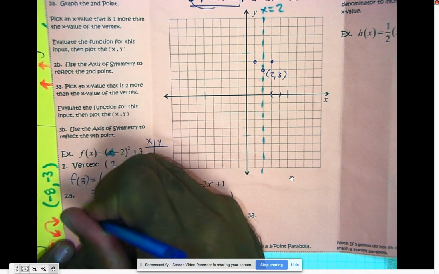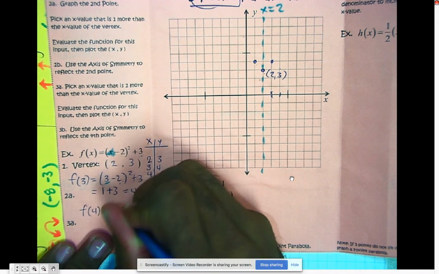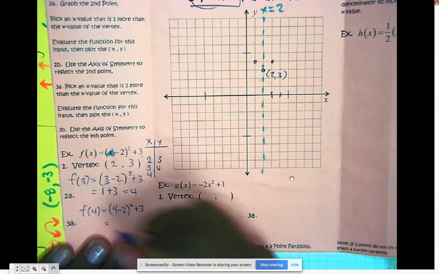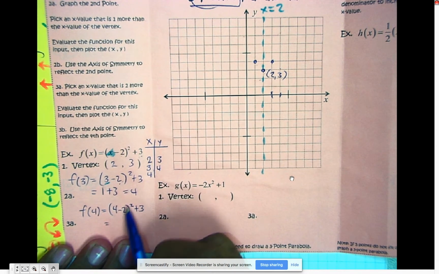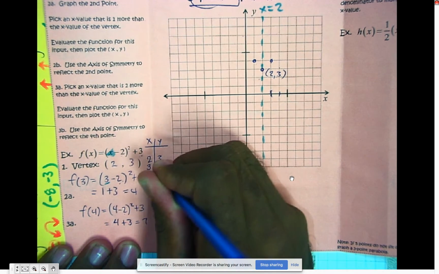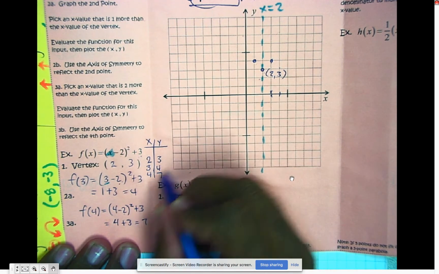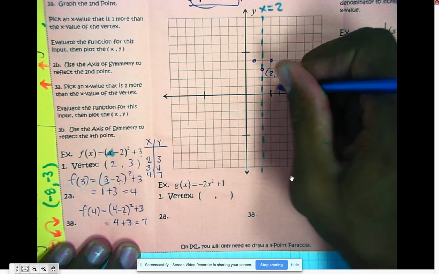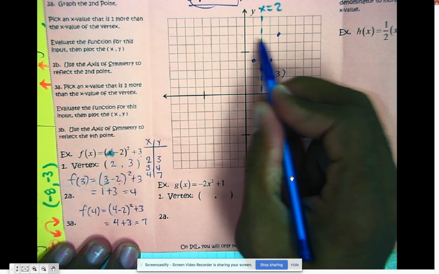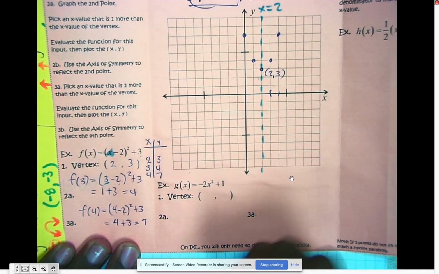Okay, so we do the same thing. I plug in that 4. Evaluate it. Okay, 4 minus 2 is 2. 2 squared is 4. And then 4 plus 3 is 7. So the y value for 4 is 7. So now plot that point on your graph. 4 and 7. And again, since it's always the same on one side for a parabola, reflect it over to the other side, right here.